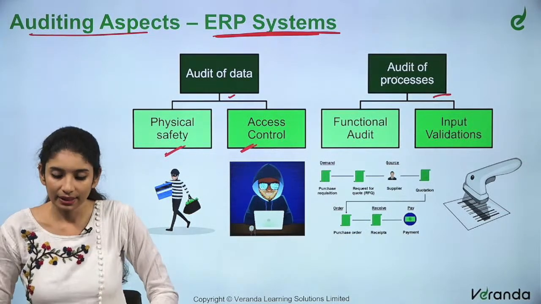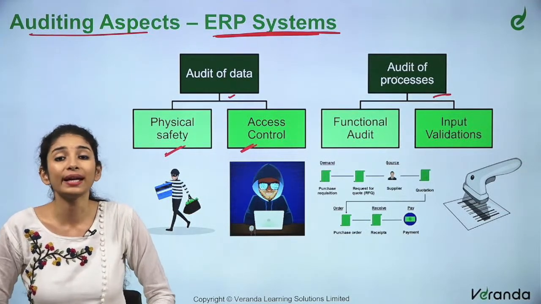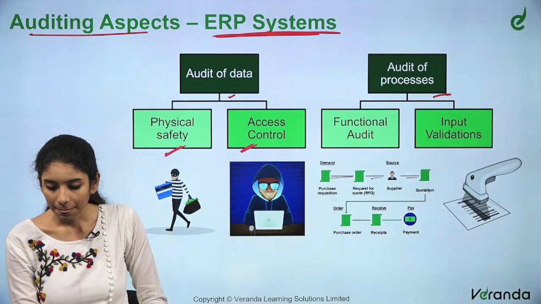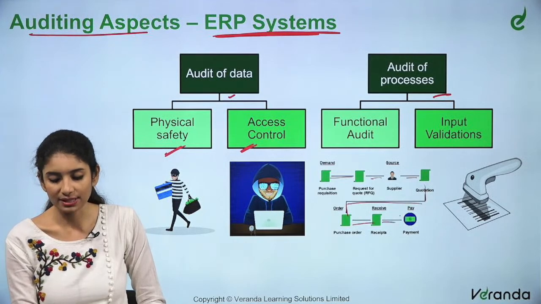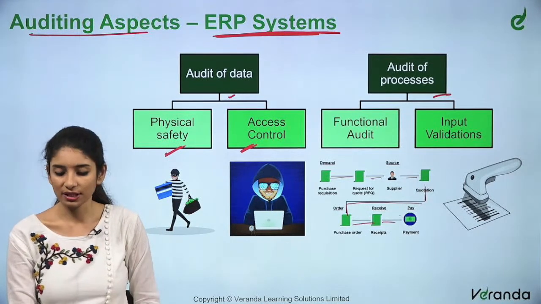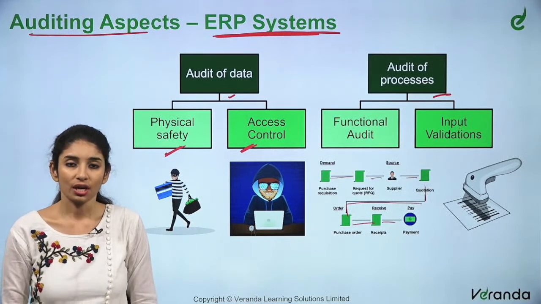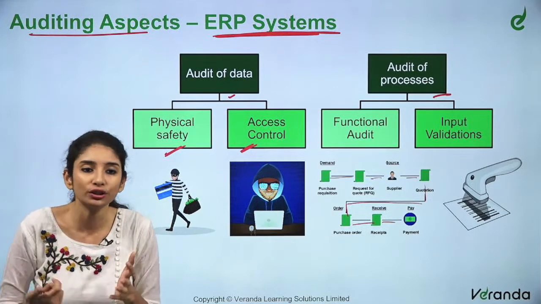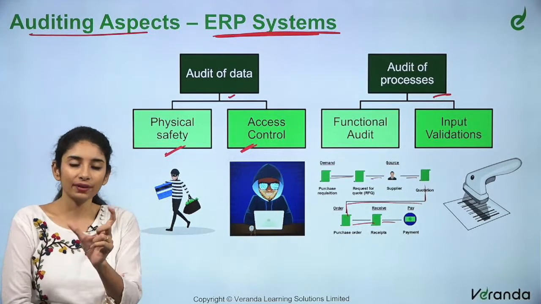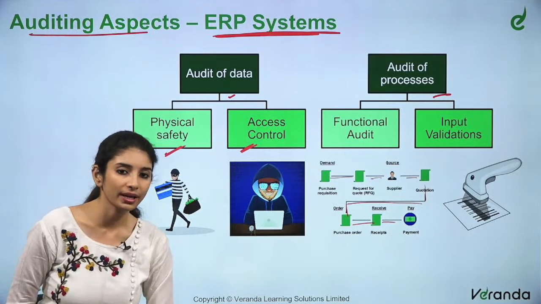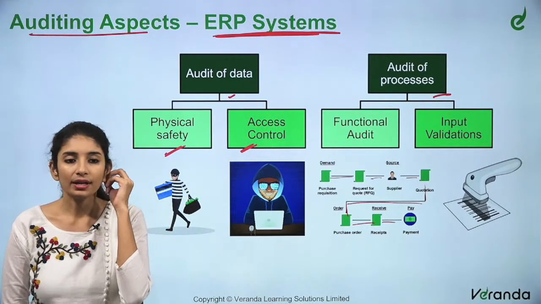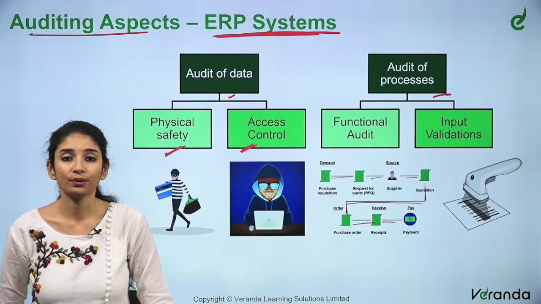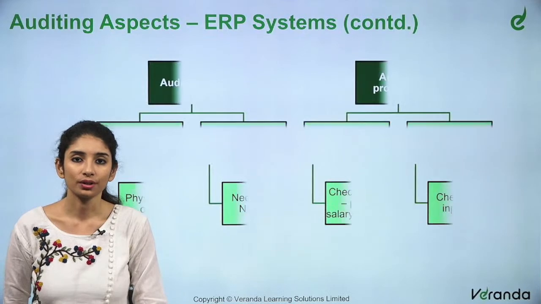Audit of processes. One is functional audit and one more is input validation. Functional audit means defining the process and checking if everything in the process is correct, going through the entire process and checking if it's correct. Input validations: what are the rules and conditions for any person entering the input into the system? For example, there is a cell where you can enter only numeric data. In such a case, alphabetical data should not be allowed. So, input validation: the rules for entering input.